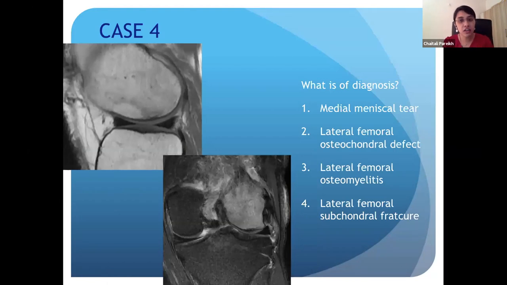Next question, what is the diagnosis? Is there a medial meniscal tear, lateral femoral osteochondral defect, lateral femoral osteomyelitis, or lateral femoral subchondral fracture?